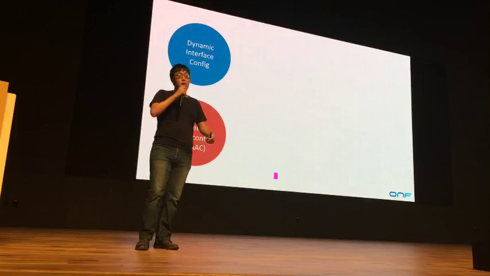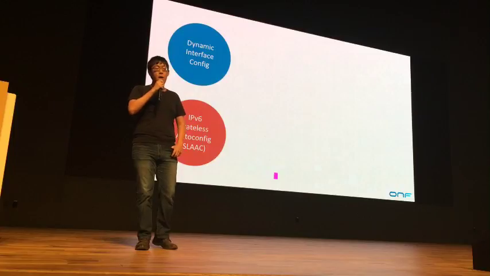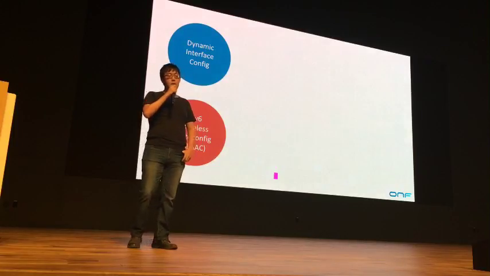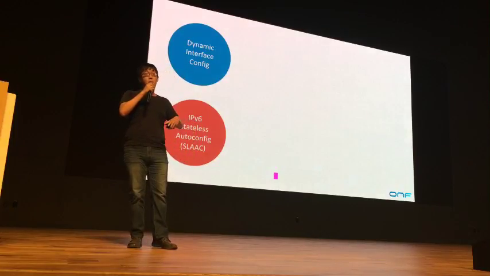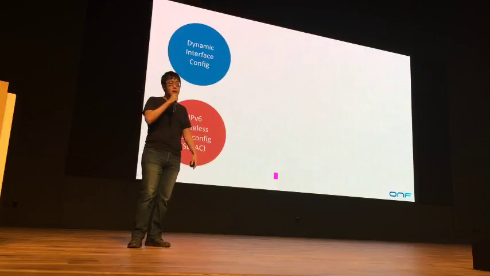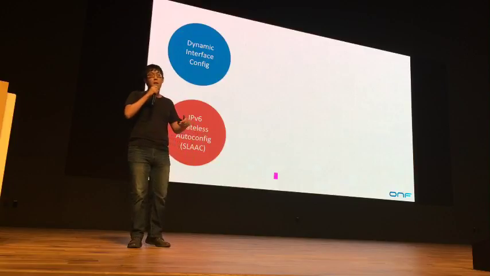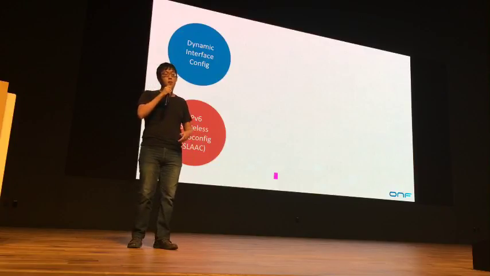The second thing we are also doing, and this is also with the help of the community, is IPv6 stateless autoconfig. We already support DHCPv6. Now this is the remaining story we have for IPv6 support. We need to support this auto configuration.